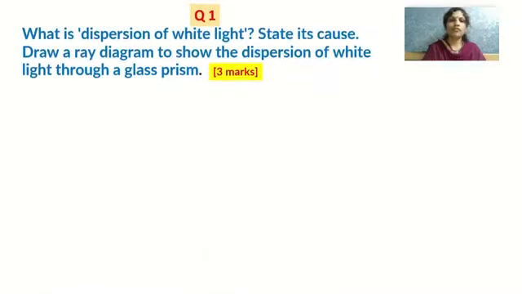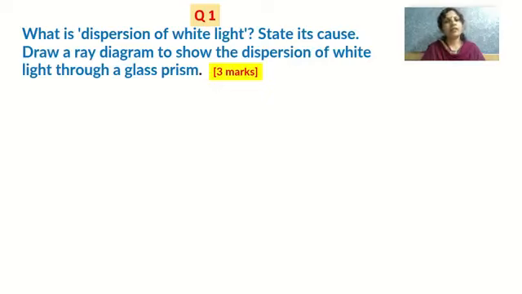What is dispersion of white light? State its cause. Draw a ray diagram to show the dispersion of white light through a glass prism. The question was asked for 3 marks in the exam, and you can see that the question is divided into 3 parts. So, what is dispersion of white light?